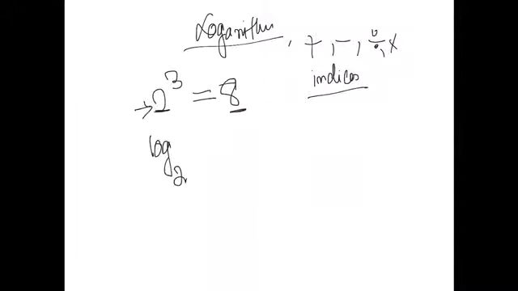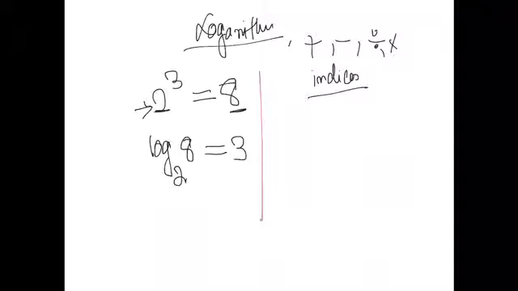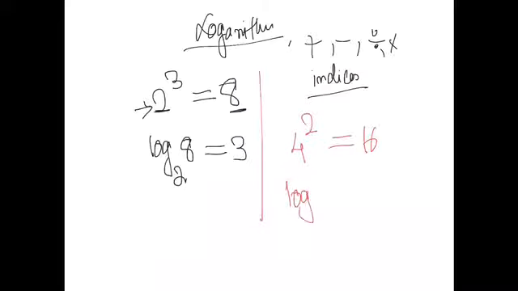Then we can write log base 2 of 8 is equal to 3. Let us look into another example. I'll give a feel of this for a couple of people who could not attend the last classes. If, for example, 4 square is equal to 16, this is my exponent or indices form. The same equation can be written: whatever is the base of the indices will become the base of the log. Log base 4 of 16 is equal to 2.